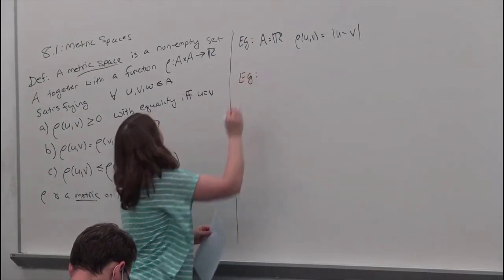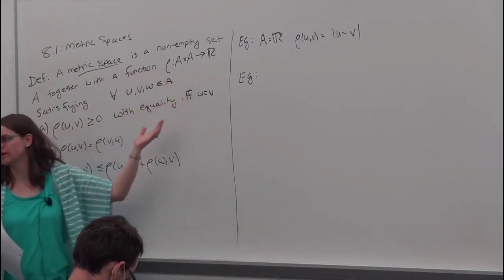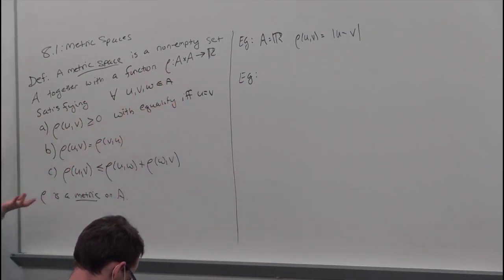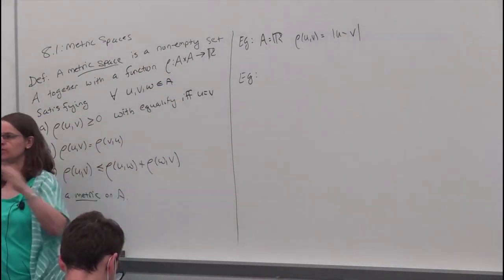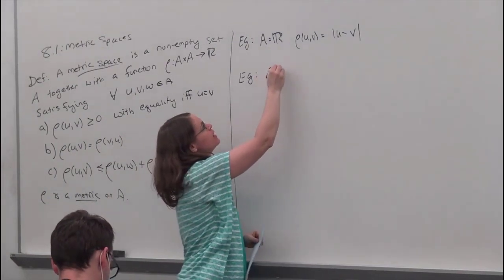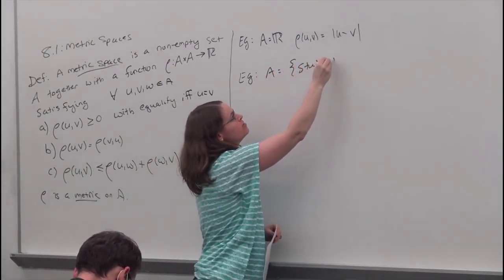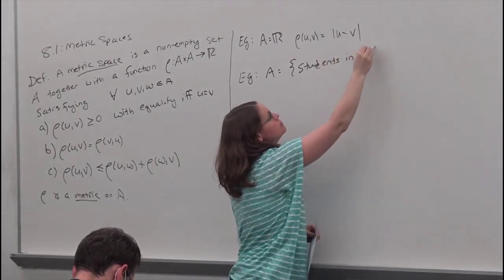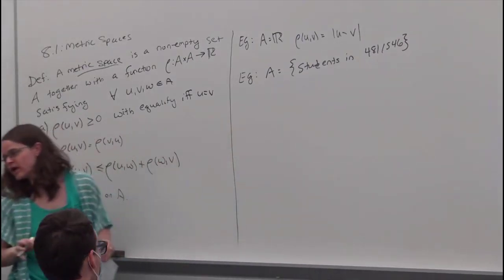So another possibility is, my collection of objects is really just a collection of objects. It could be anything. It doesn't have to be numbers. So I could form a metric space out of you guys. I could take each one of you and stick you in my collection of objects. So A is just the collection of all students in this class. That forms a set, no problem.